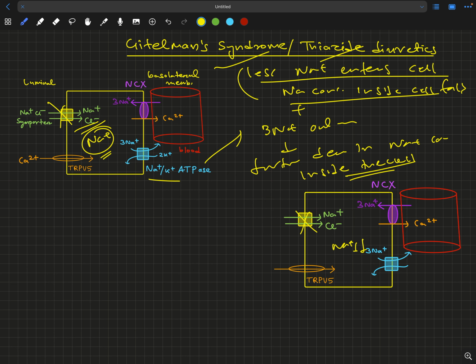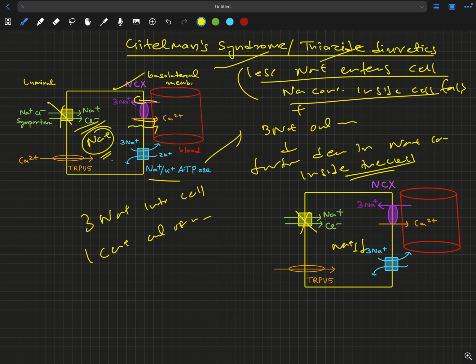So in order to maintain that, this NCX acts. NCX is the sodium calcium exchanger. It brings 3 sodium ions from the blood into the cell and pumps 1 calcium out of the cell. This transporter is present in the basolateral membrane. Remember the rule is simple: 3 sodium ions into the cell and 1 calcium ion out of the cell. So 1 calcium ion moves from the cell towards the blood.